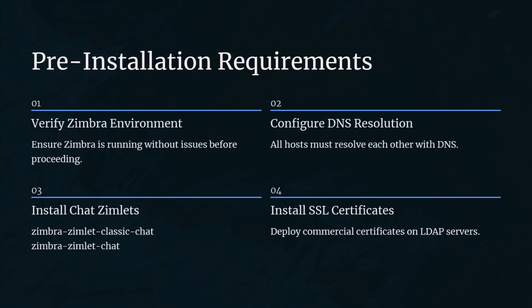Pre-installation checklist. Ensure the Zimbra environment is running smoothly before installing chat packages. All hosts must resolve each other via DNS. If DNS is not possible, add IP addresses to the hosts file on all servers as a workaround.